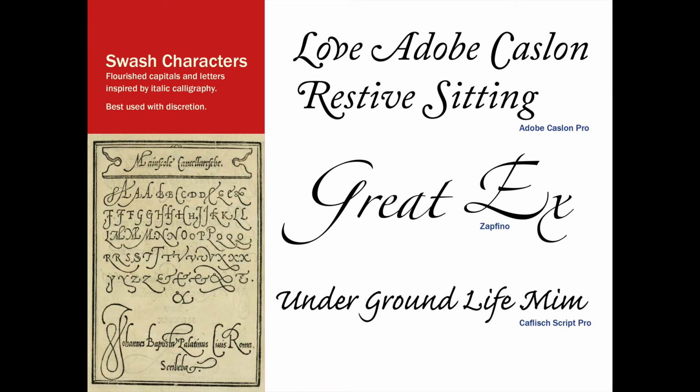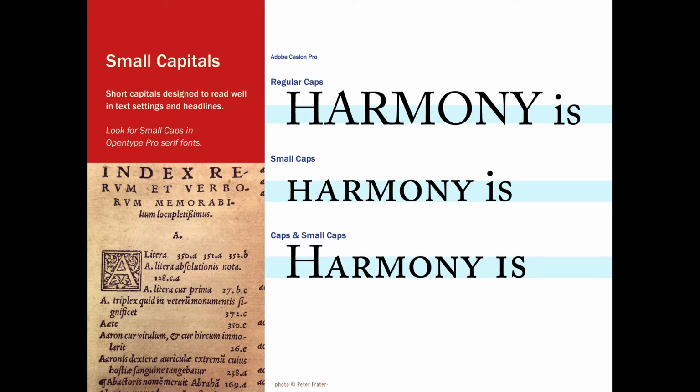Swash characters are based on Renaissance calligraphic forms. This example on the left is by the great Renaissance calligrapher Palatino. You can most frequently find these in OpenType Pro italic fonts, and they can be a great deal of fun to work with. Small capitals are alternate capitals scaled down to the X height of the lowercase letters.